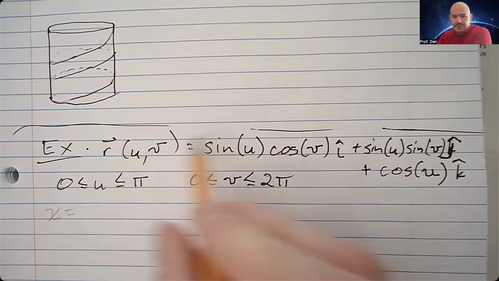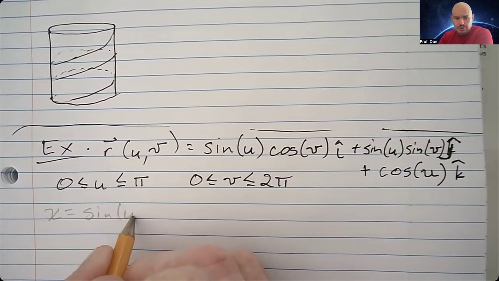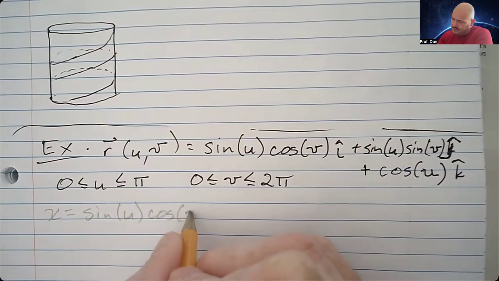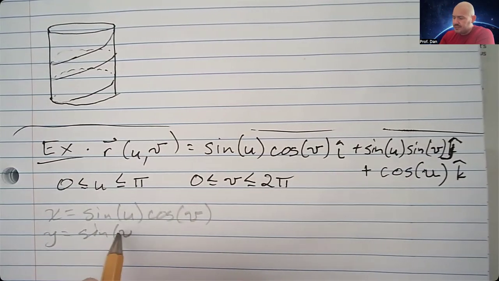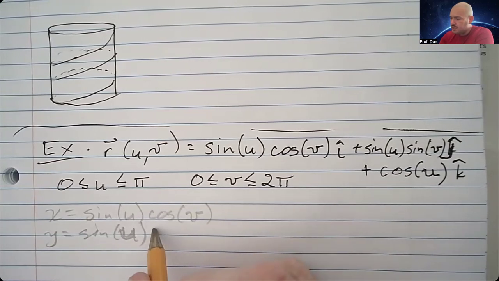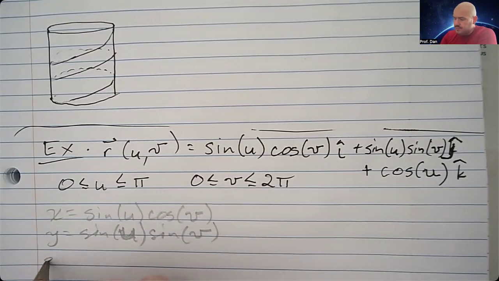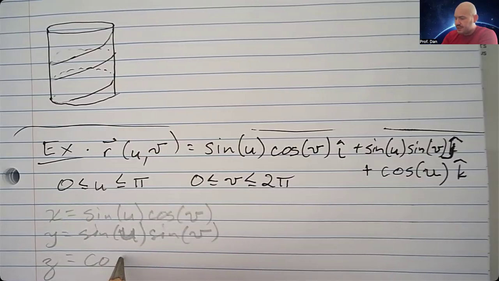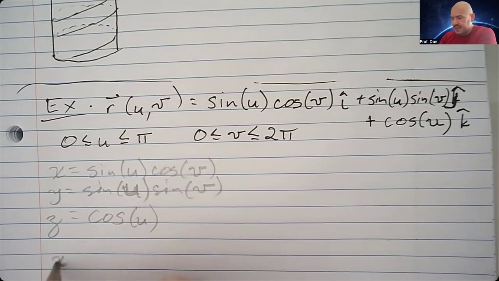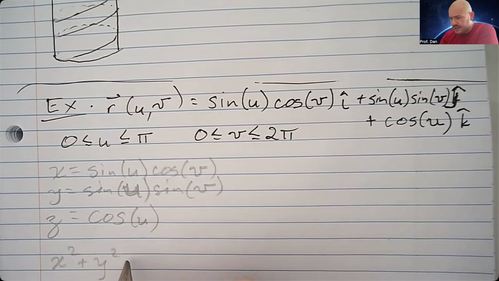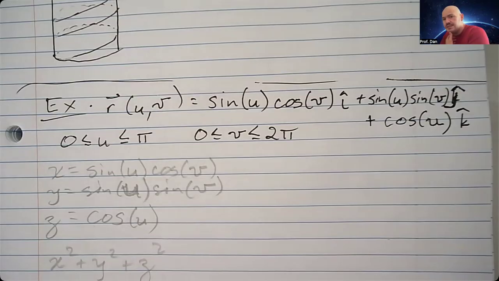So we know that from this vector valued function, x can be written as sine of u cosine of v. We know that y can be written as sine of u sine of v. And z can be written as cosine of u. So if I were to write out x squared plus y squared plus z squared, I know that this looks like the left-hand side for the equation of a sphere that is centered at the origin.